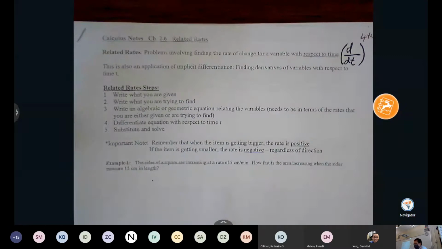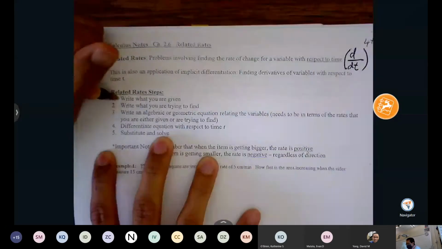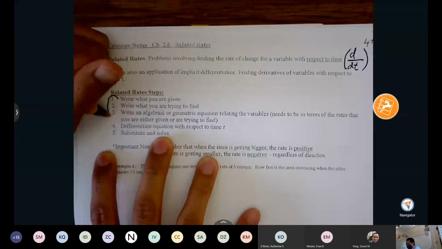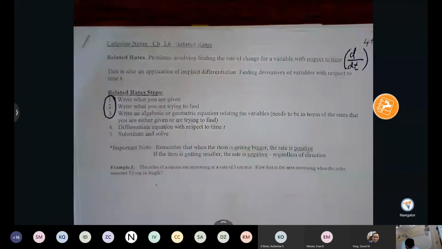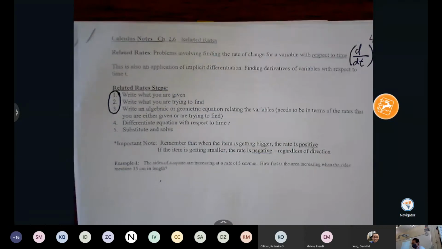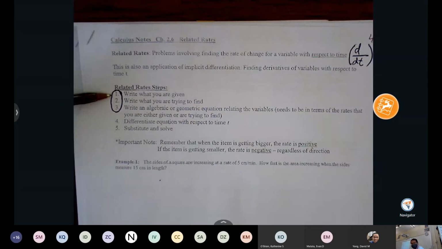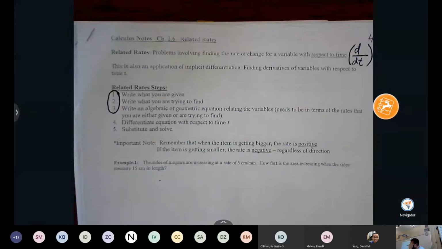So let me list out the steps. The order of the first three is not that important. As long as we're gathering information and what we need, we don't have to follow that order. We can just gather information as we see it. But here in general is what we need. We need to write down what we're given. We want to write out what we're trying to find, identify the missing piece that we're trying to solve for.